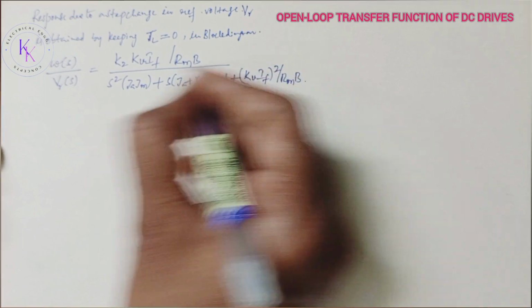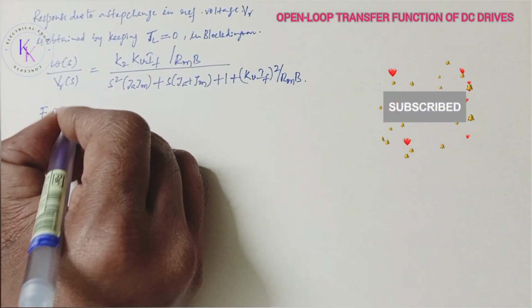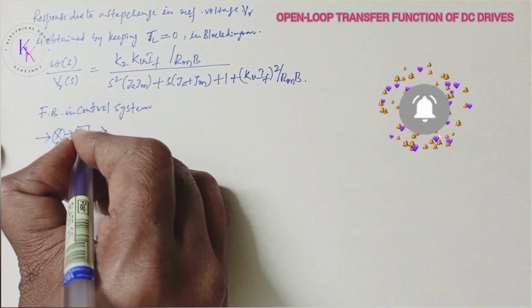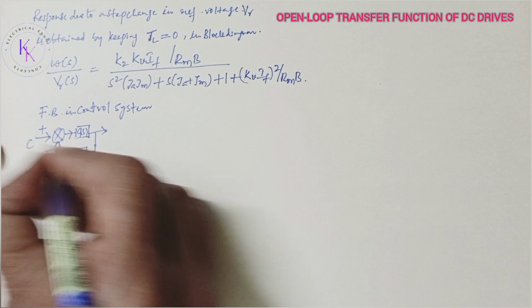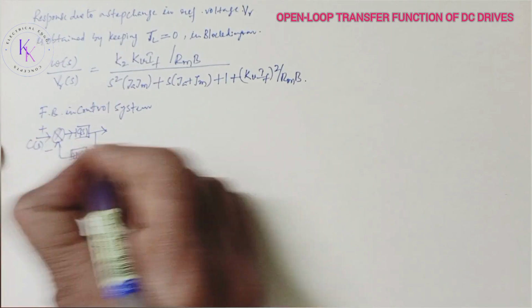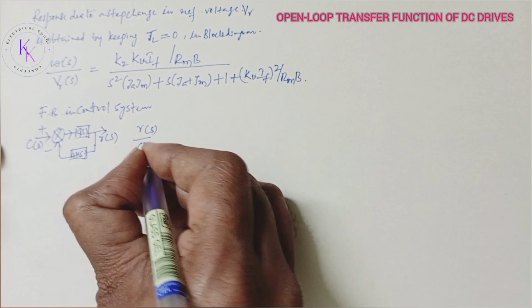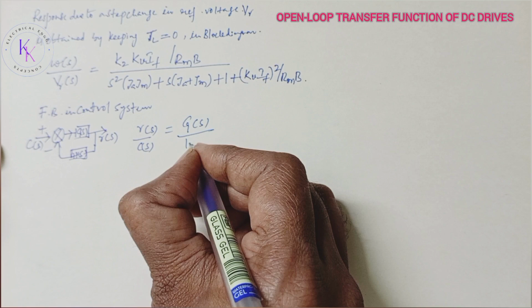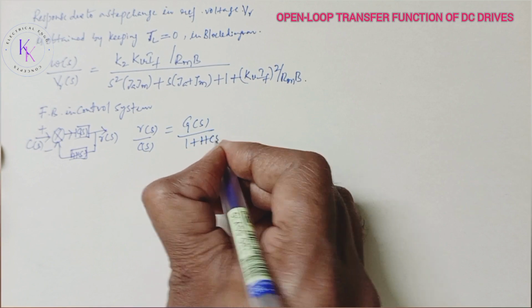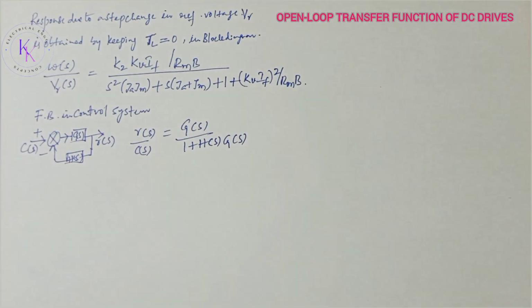And this can be found by using the formula when the feedback system is there in a control system. This is G(S) and this is H(S), negative and positive feedback, with C(S) as output and R(S) as input. Then C(S) divided by R(S) is given by G(S) divided by 1 plus H(S) G(S). By using this formula, we can find this.